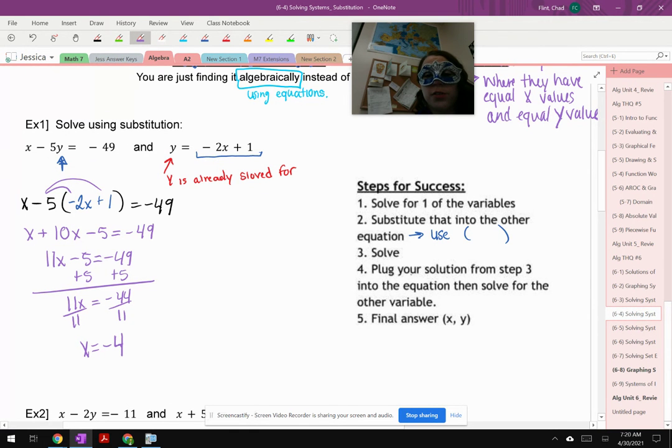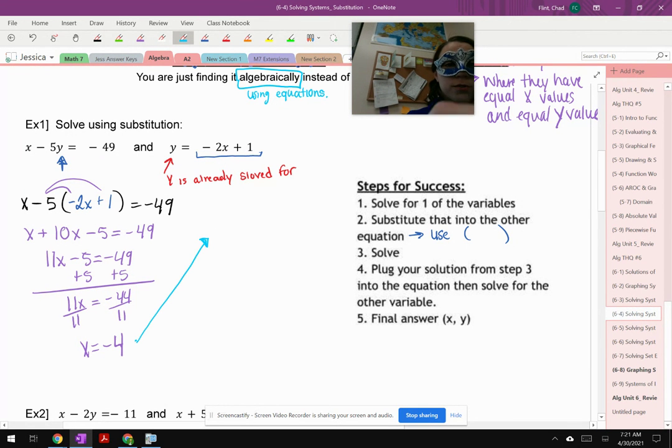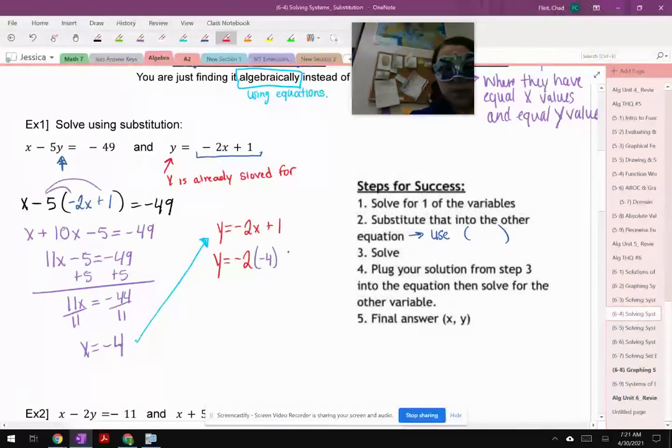Step 4: plug your solution from step 3, so that's the fact that I got x equals negative 4, into the other equation, and then solve for the other variable. So I'm going to take this and bring it up to the other equation. That other equation, I'm going to use y equals negative 2x plus 1, and in for x, I'm plugging in that negative 4 that I got. Y is equal to negative 2 times negative 4, which is positive 8, plus 1. Y is equal to 9.